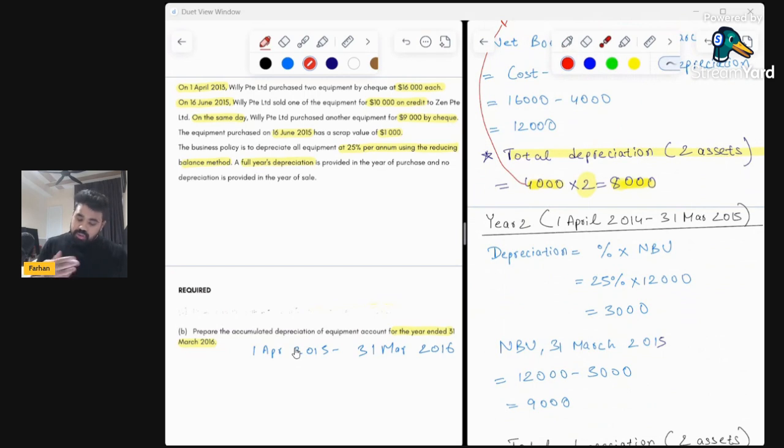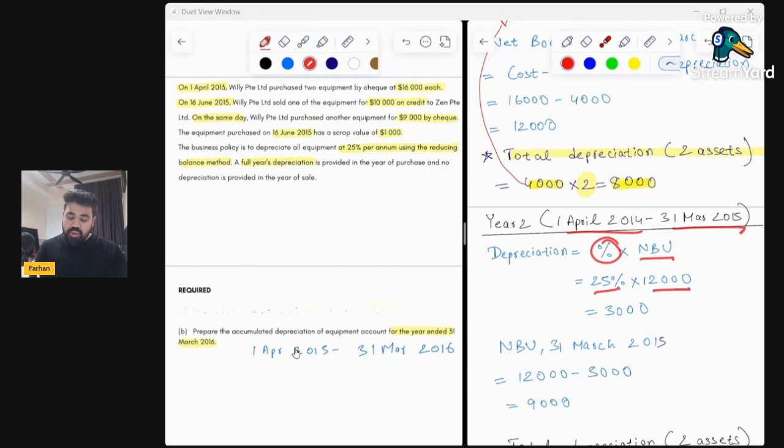Year two starts on 1 April 2014 and ends on 31 March 2015. All right, and you have to be very careful with regards to the years. Okay, so these are the 12 months that we are focused on now. And because we're using the reducing balance method, when you move from year one to year two, depreciation is simply calculated by multiplying the given percentage with the net book value. Okay, the given percentage in this case is 25%.